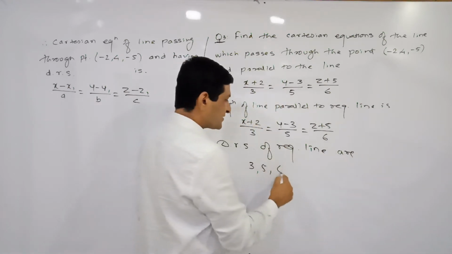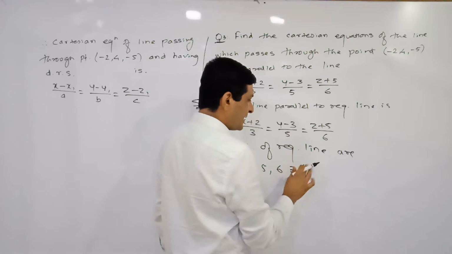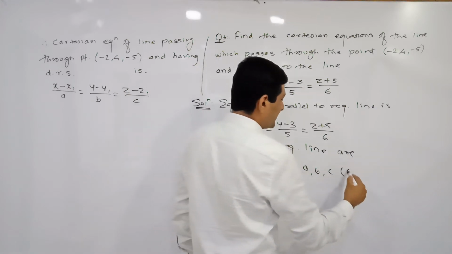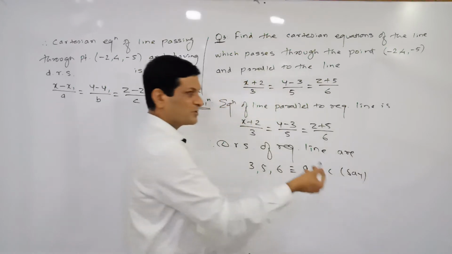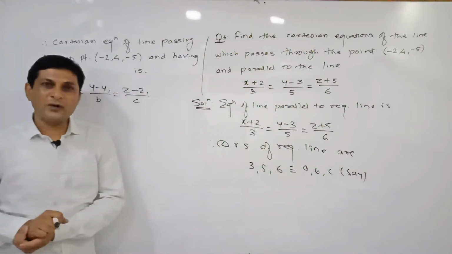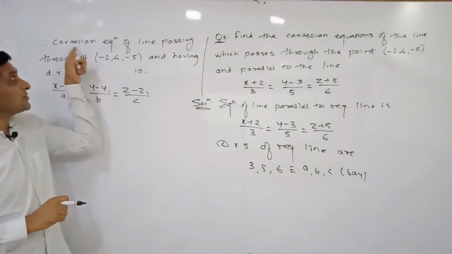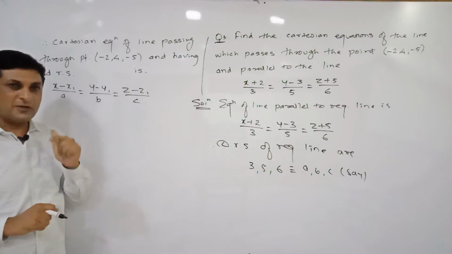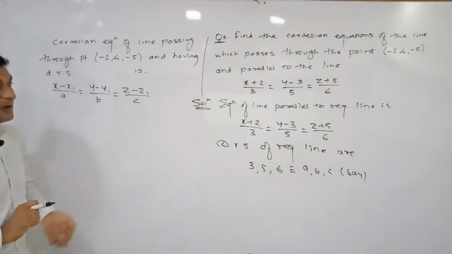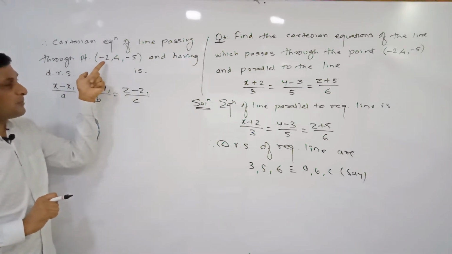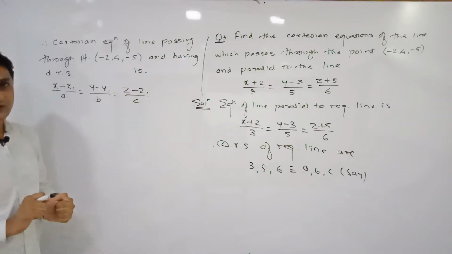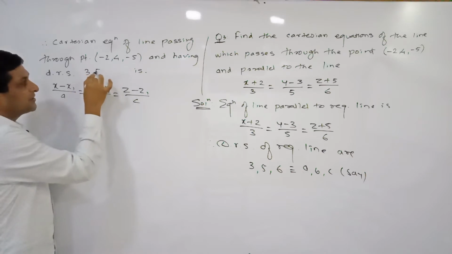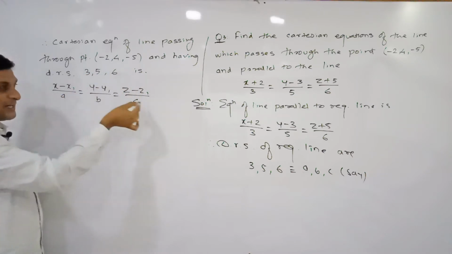That's why we can say that the direction ratios of the required line are 3, 5, 6. Let us denote them by A, B, C. Means the values of the direction ratios are known to us, and the coordinates of a point are already given. So using this condition we apply this formula to find the required Cartesian equation of the line, passing through the given point and having direction ratios 3, 5, 6.